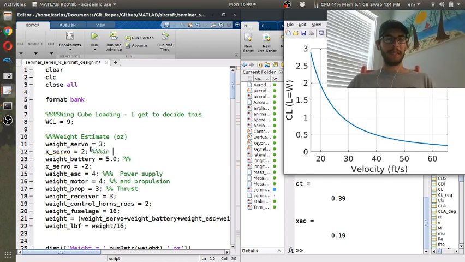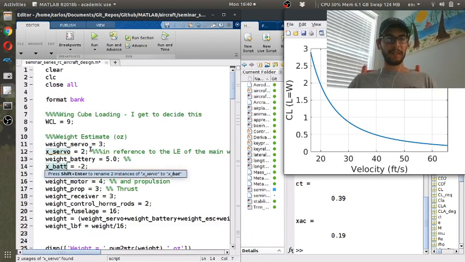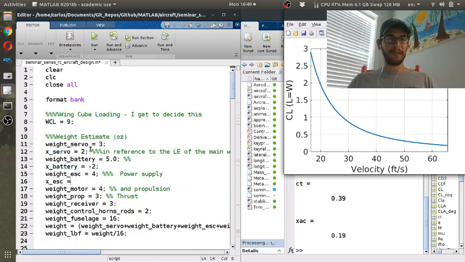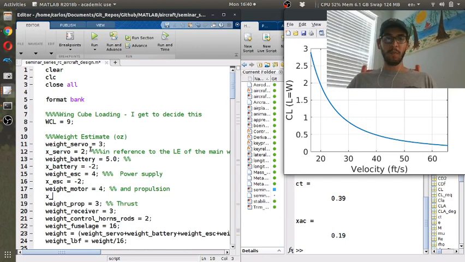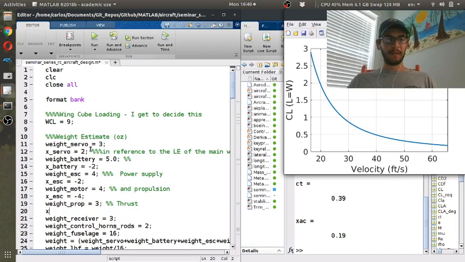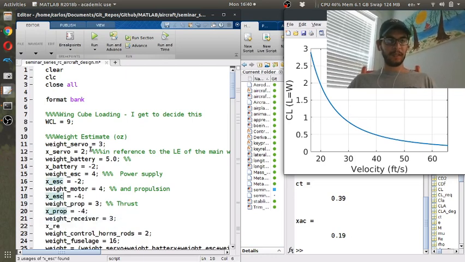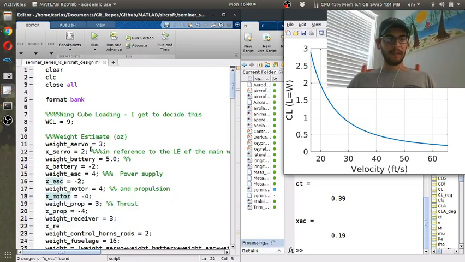So this is in reference to the leading edge of the main wing. The battery location, I'm going to say is 2 inches in front. The ESC, I'm also going to say is 2 inches in front. The motor, on the other hand, I'm going to probably put 4 inches in front. And then the prop, obviously, is going to be the same as the motor. The receiver, I'm going to say is just right on the quarter chord.